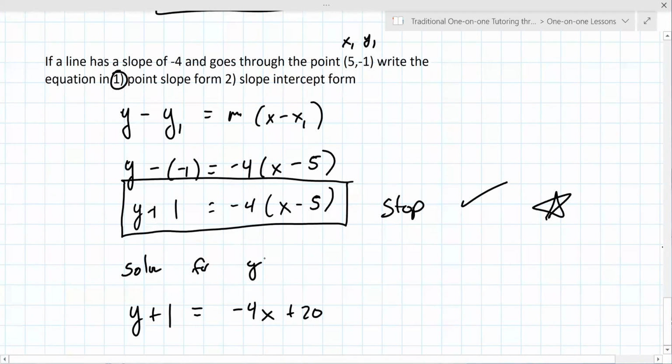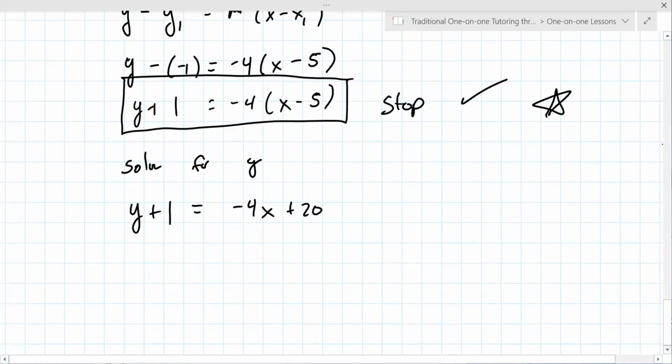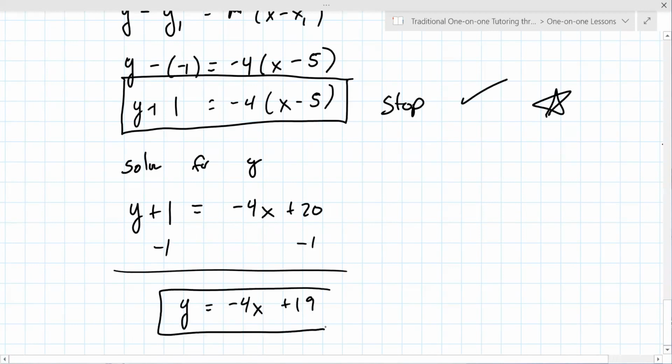All right. So, okay, let me do that real fast. So that's when you do distribute. That's when you subtract the one from both sides. So y equals minus 4x plus 19. And that's where you stop, we got it.